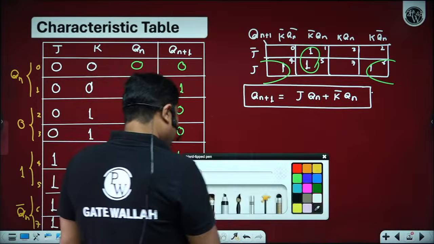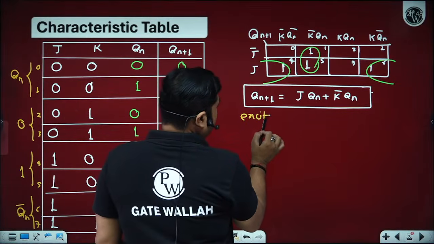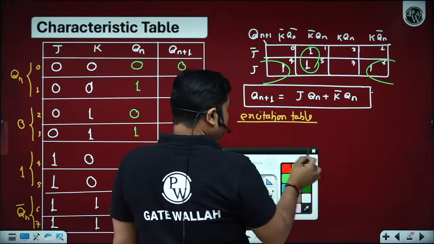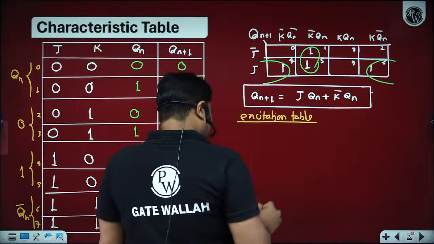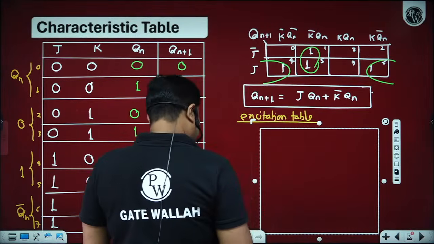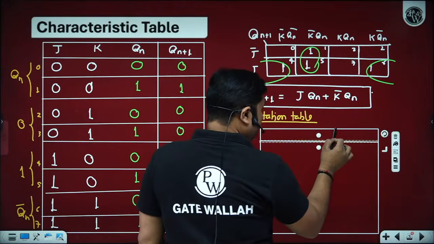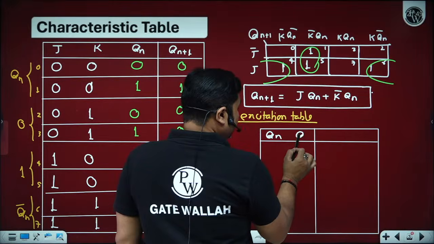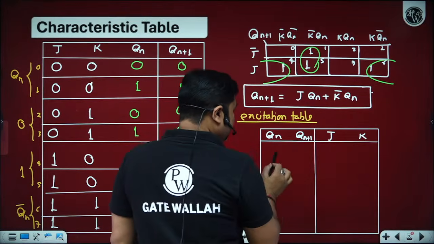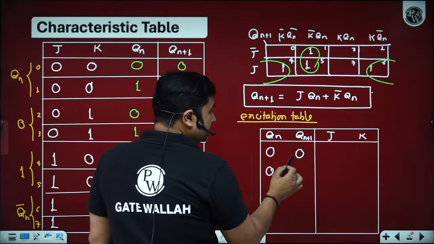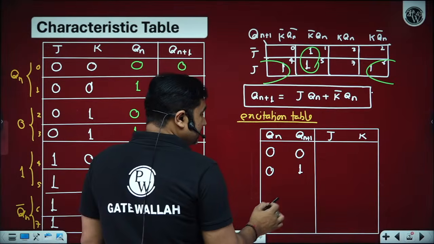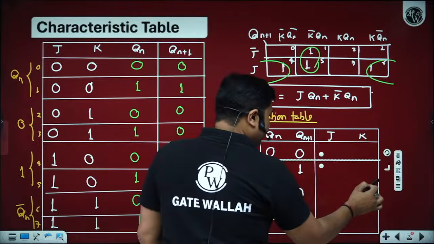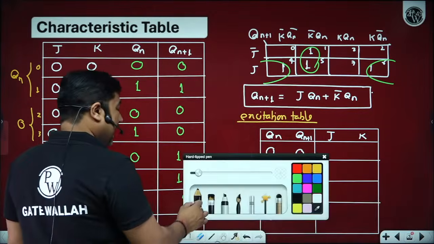Great. Now please observe the excitation table. In the excitation table, based upon the present state and next desired state, we can comment on the excitation needed on J and K. So present state 0, next desired state 0; present state 0, next desired state 1; present state 1, next desired state 0; present state 1, next desired state 1. Is it okay? Now please observe how to fill the excitation table.